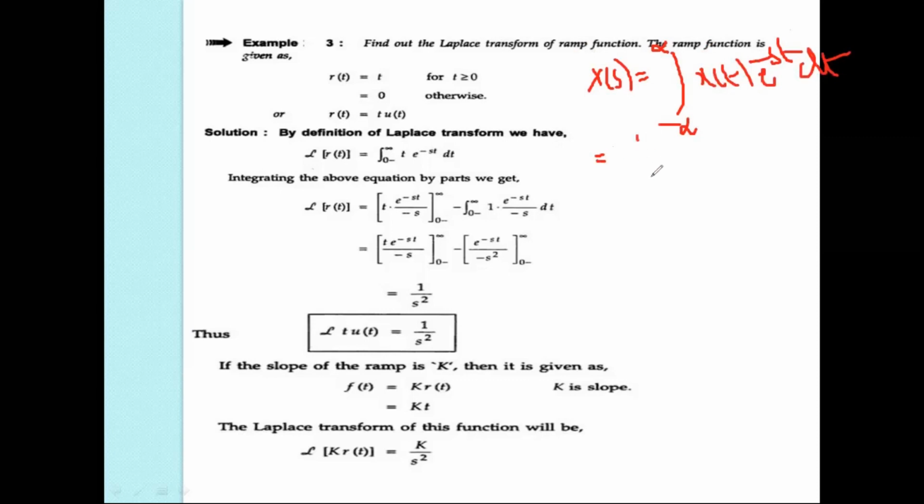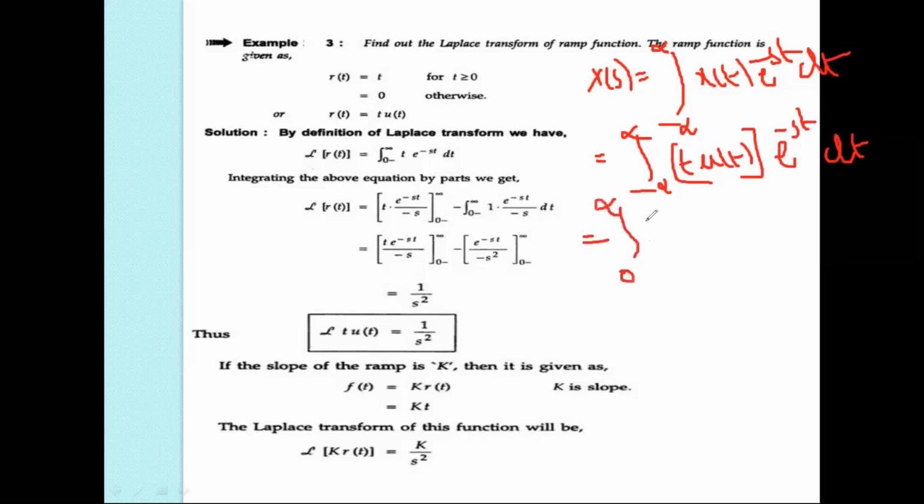and that is equal to the integral from minus infinity to infinity. Now I'm taking x of t as the ramp function, so t into mu of t. Why is it multiplied with mu of t? Because it varies from 0 to infinity. Got it, my students? e power minus s t dt. Mu of t changes the limits here, 0 to infinity. t into e power minus s t dt.